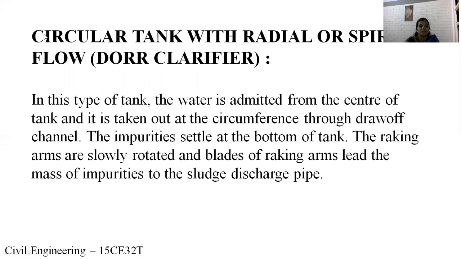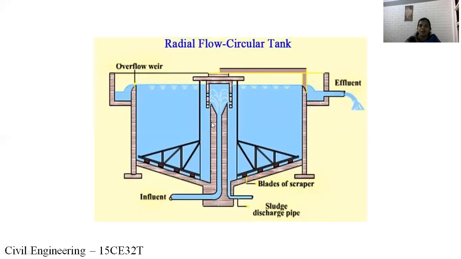So next topic is circular tank with radial or spiral flow. This circular tank with radial flow or spiral flow is also called as Dorr clarifier. So this is the Dorr clarifier.